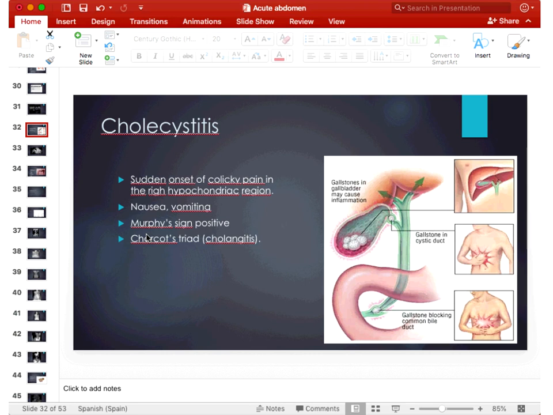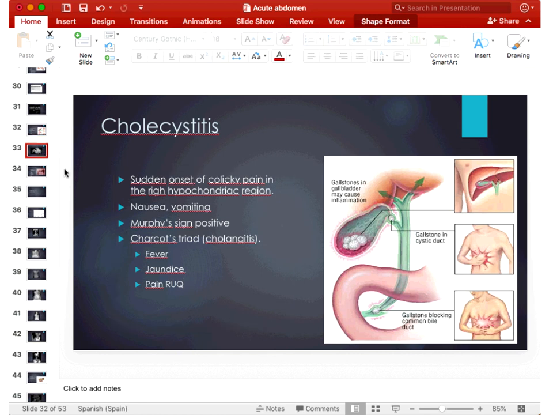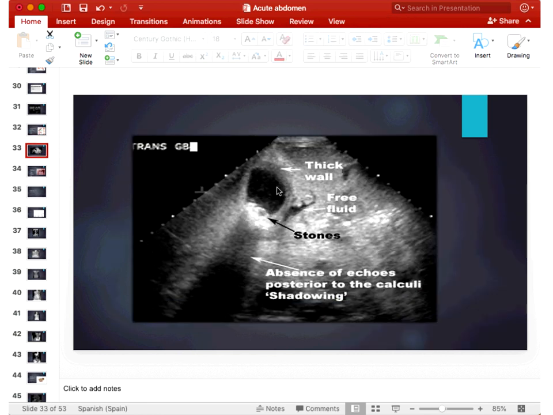Okay, again, Charcot's triad means that you have fever, you have jaundice, and you have pain in the right upper quadrant, and this accounts for cholangitis, which is a very serious pathology. And you can confirm this entirely with an ultrasound, where you're going to find a thick wall of the gallbladder and the evidence, the stones.